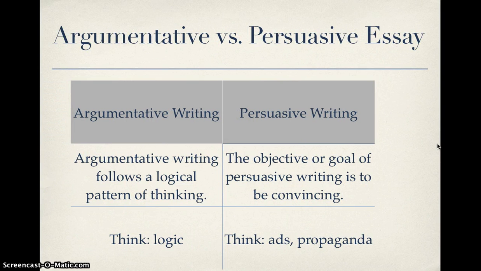So in argumentative writing, there's a logical pattern of thinking that's followed. So the main word when we think of argumentative writing is logic. Compare that to persuasive writing. The job of persuasive writing is to convince someone to do something, to believe something, and so on. You can think of ads and pieces of propaganda as persuasive writing. So we are doing argumentative writing, which focuses on logic, and not persuasive writing, which focuses on convincing someone.